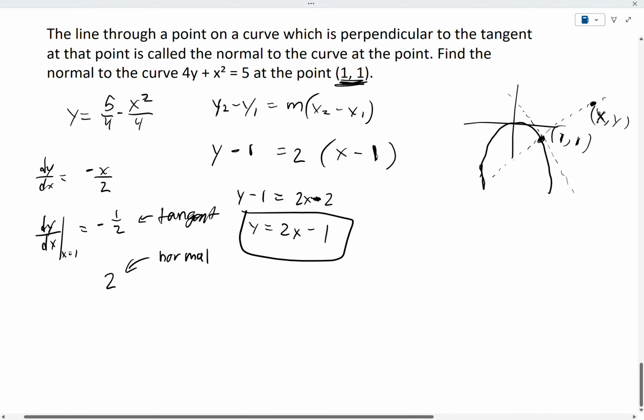So that is the equation of the normal at the point (1, 1). All I did was first look at the tangent, and I did that by taking the derivative, and then I related the tangent to the normal, and I was able to find the equation of the normal at the point (1, 1).